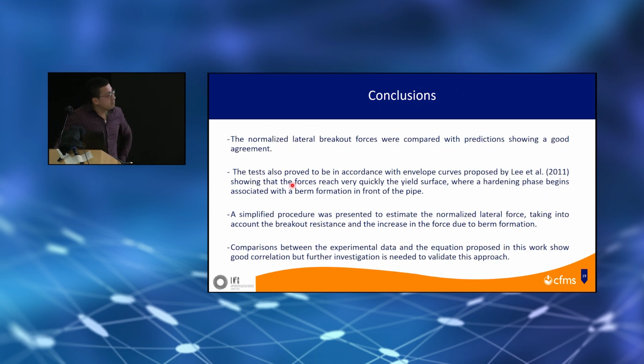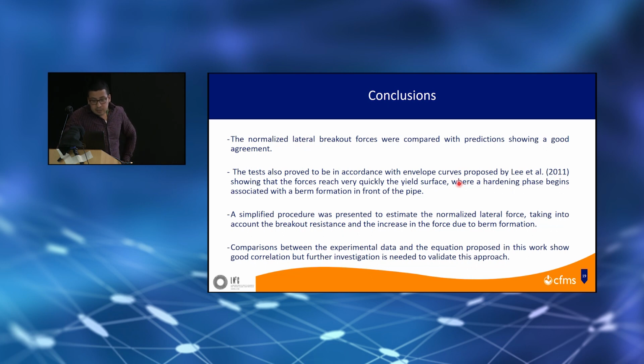And regarding the conclusions, so basically the normalized lateral breakout forces were compared with predictions, showing a good agreement. In the region of the breakout points, the tests also proved to be in accordance with failure envelope curves, as the previous one shown. And it shows that the forces reach quickly the yield surface, where a hardening phase begins, associated with the formation of the berm in front of the pipe.